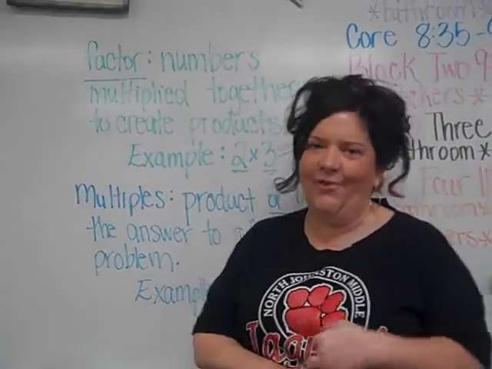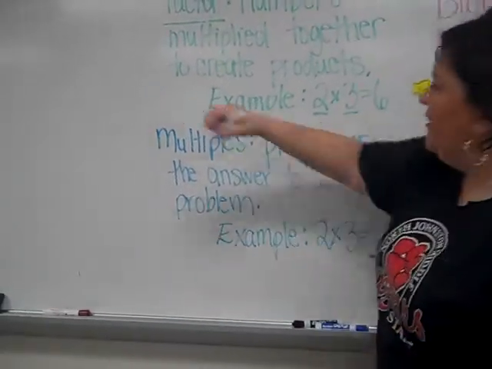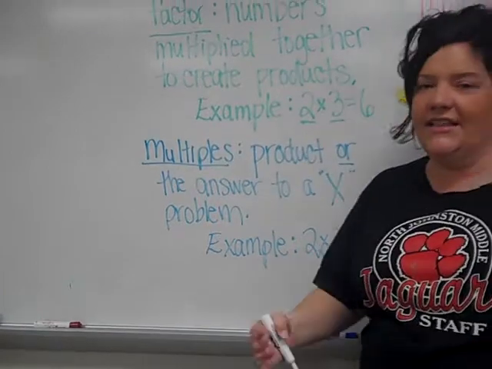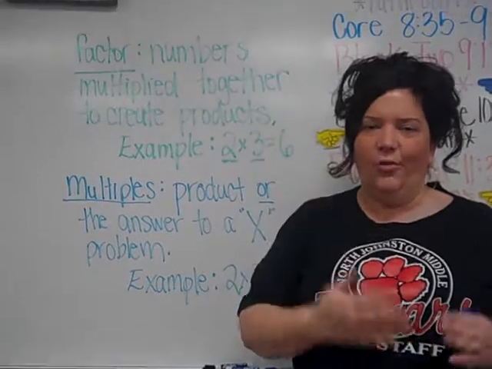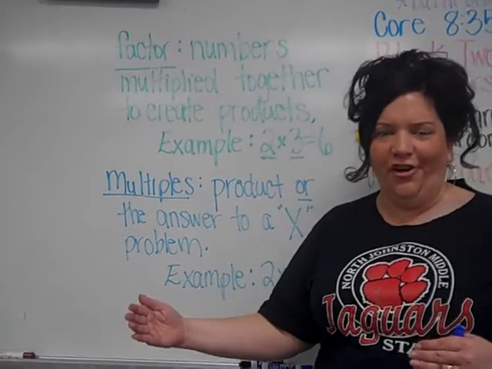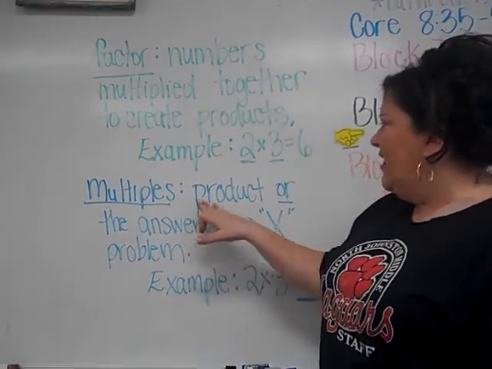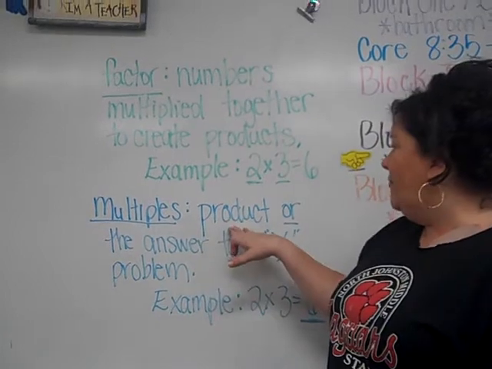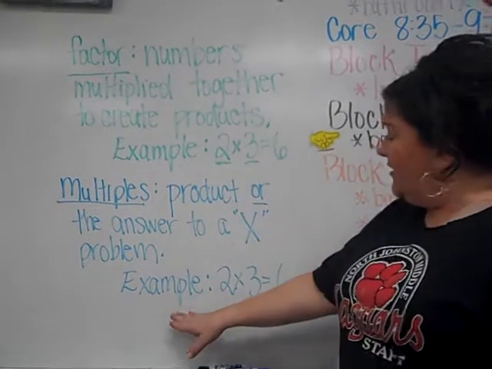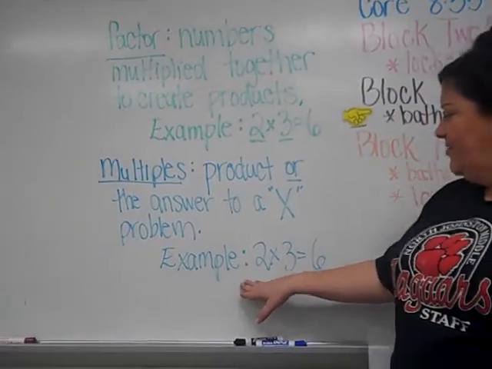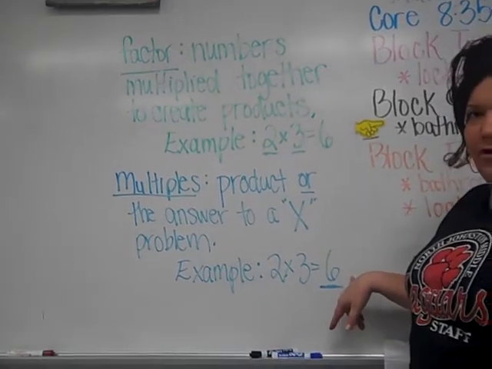The last vocabulary word to share is multiples. And multiple is basically a synonym, and we know that a synonym is a word that means the same as another word. A synonym for multiple would be product. The multiples are the product or the answer to a multiplication problem. So as we go back to our example of 2 times 3 equals 6, we know that 6 is the multiple.